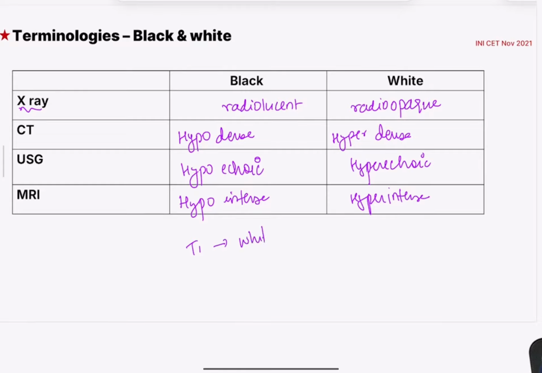Remember T1 white, T1 bright. Remember fat. It is bright on T2 also. T1, T2 white is fat. How is fluid on MRI? It is T2 white, but it is T1 dark. So fluid, CSF is T2 white and T1 dark. The bone cortex, the fibrous tissue, ligaments, they are both T1 and T2 dark.